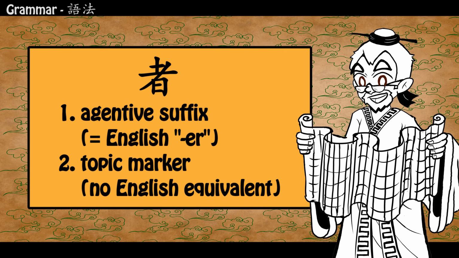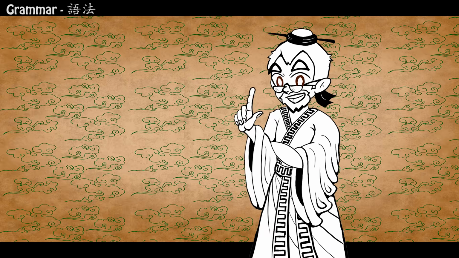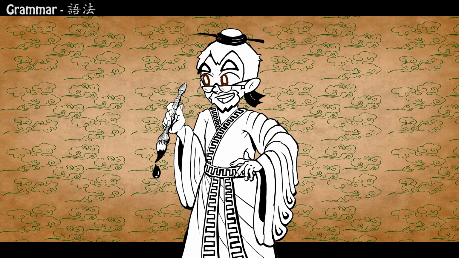Anyways, since English doesn't have any topic markers of its own, you don't need to fret over translating topic marker 者, but you do need to understand what it is doing there in the first place. And that's the grammar over and done with, but we do have a few cultural notes here as well, so let's dig right into it.